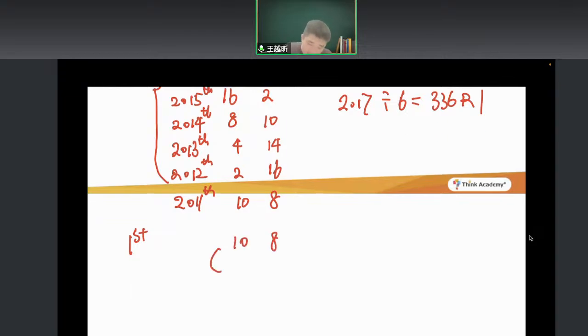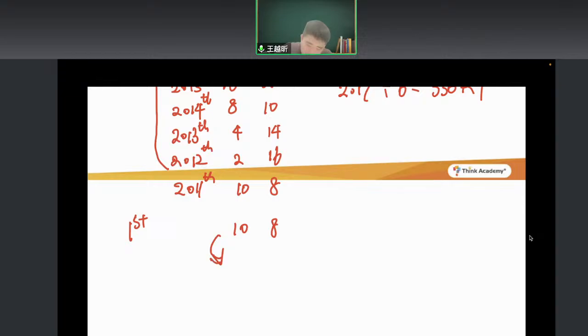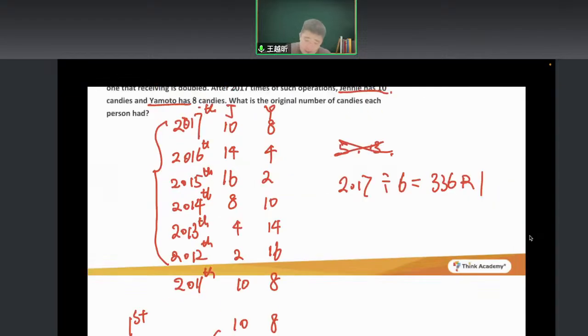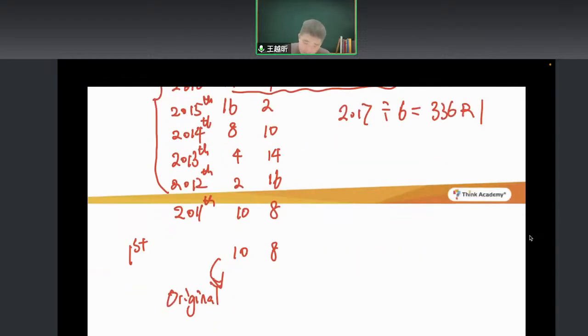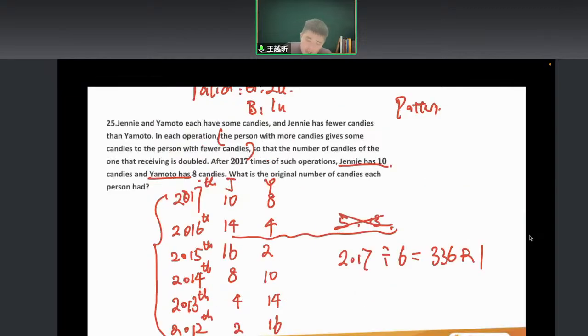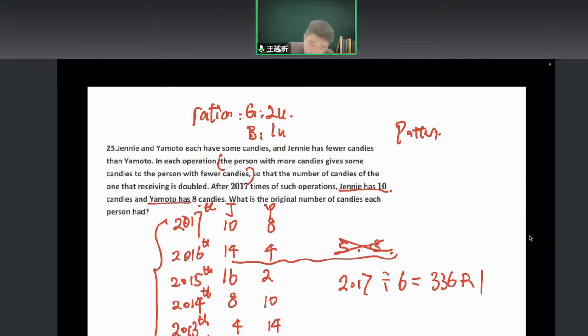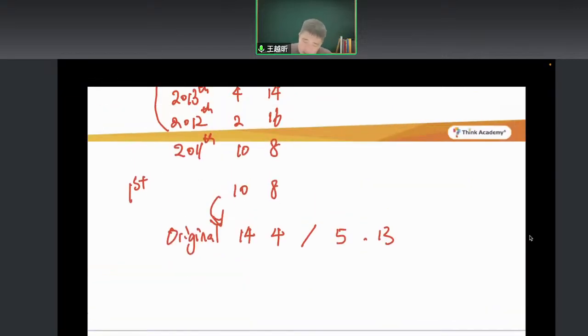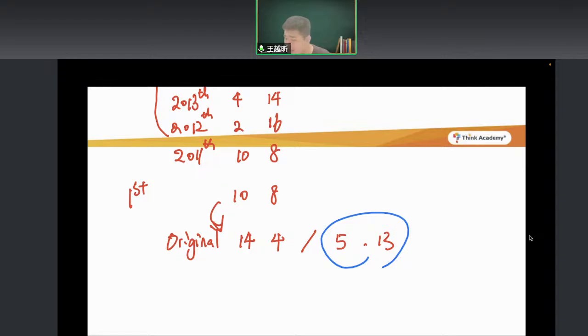So we go back to the original. The original got 2 different cases. All right, you see here, we got 2 different cases: 14, 4, or also 5 and 13. But look at the question, who got more in the beginning? Jenny has fewer candies than Yamato. All right, so that means Yamato has more candies. So this one is our answer.